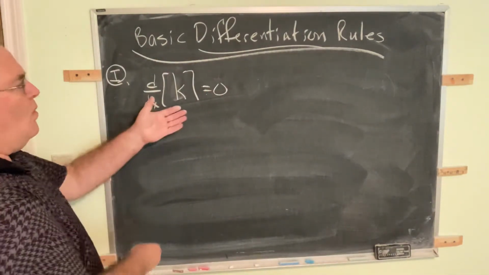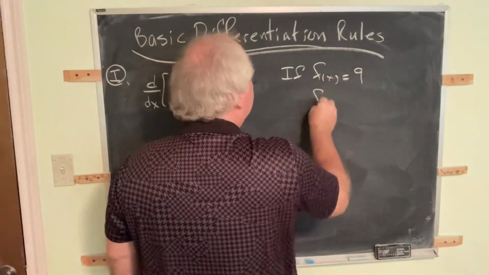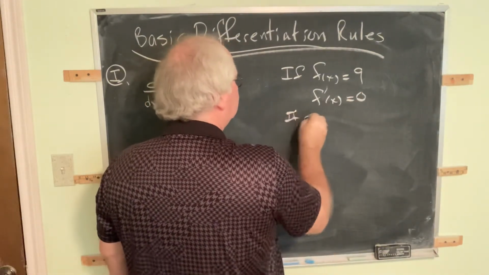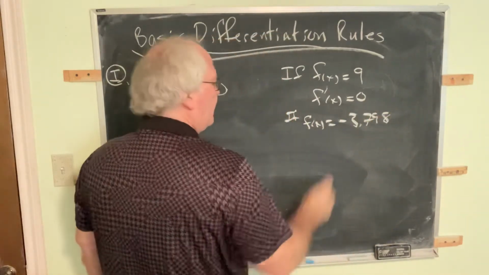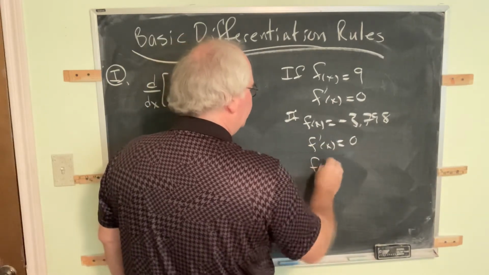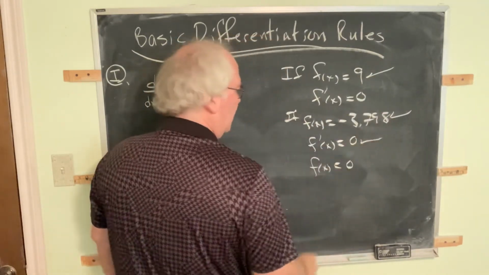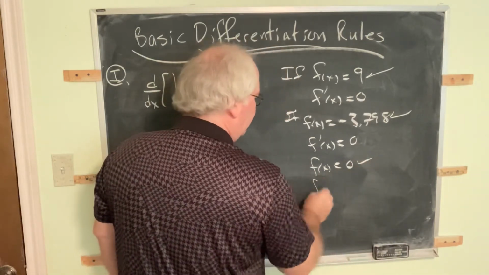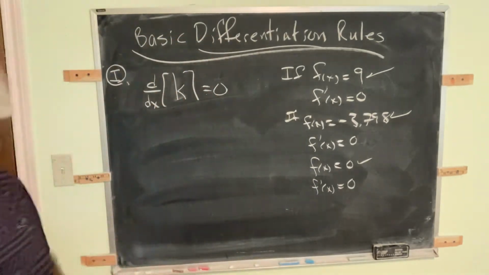Well, let's do this. So how would this work? If f of x is 9, what's f prime of x? 0. If f of x is negative 3.798, f of x is a constant, then the derivative is 0. If f of x is 0, it doesn't matter what the constant is. Doesn't matter what's here. The derivative is 0. The derivative of any constant is 0.